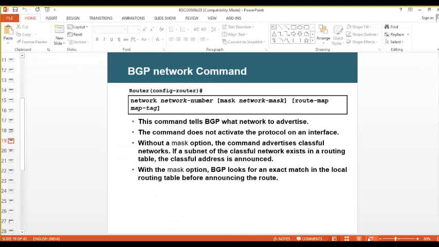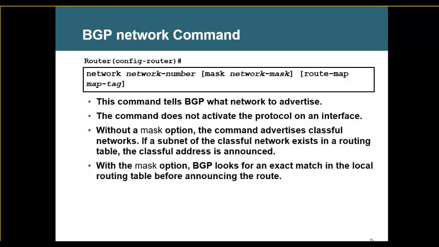Read this. Third point, without a mask option, the command advertises the classful network. If a classful network exists in the routing table, the classful address is announced. What if I don't have a classful network? I have /32. Is it classful? No. So the third point will not work for me, because I don't have a classful network.